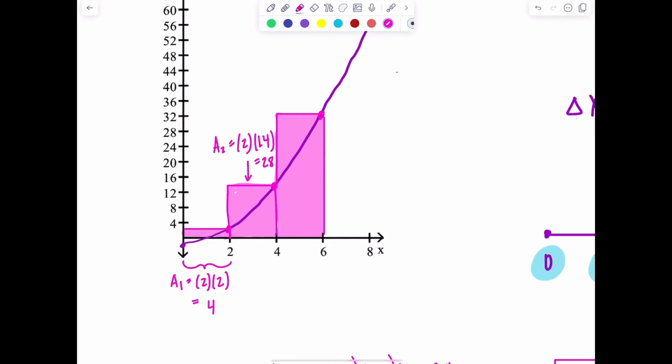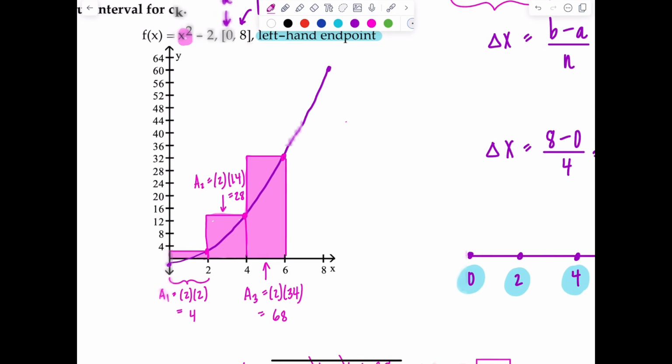I don't know. Area 3 is going to be base times height, so 2 times 34, which is 68. And then lastly, area 4. Remember, we're taking right endpoints. So that's determining the height of my rectangle.